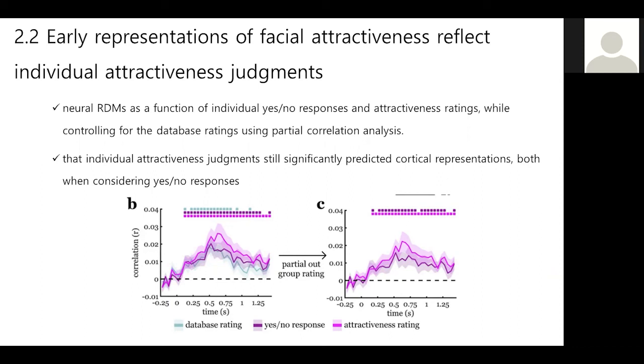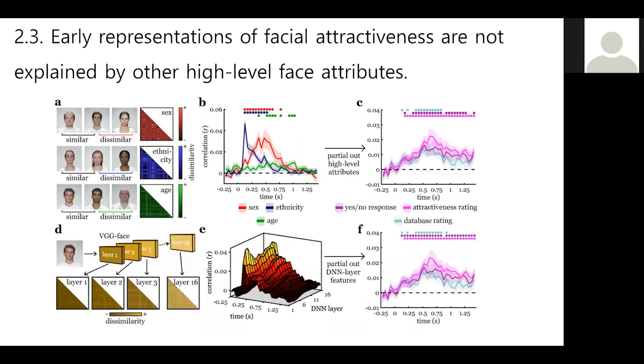To resolve this question, we performed an analysis where we modeled neural RDMs as a function of individual yes or no responses and attractiveness ratings, while controlling for the database ratings using partial correlation analysis. We found that individual attractiveness judgments still significantly predicted cortical representations, both when considering yes or no responses and ratings.